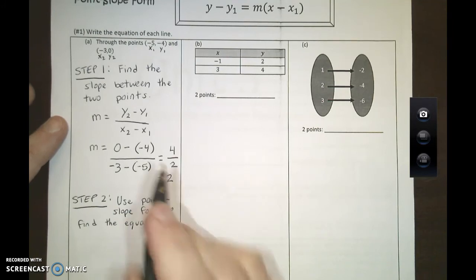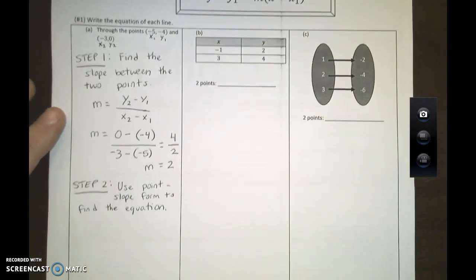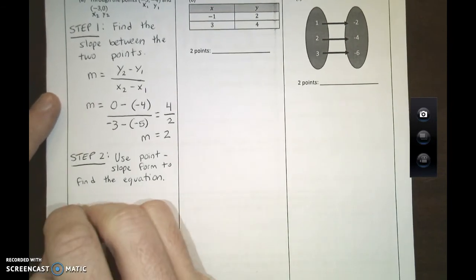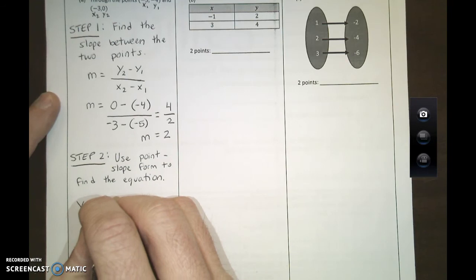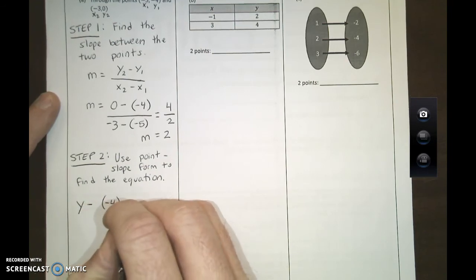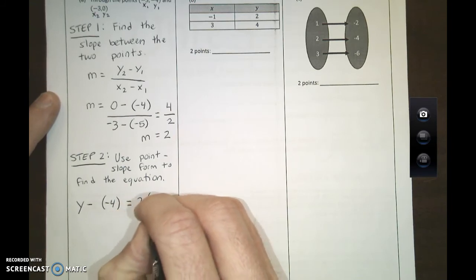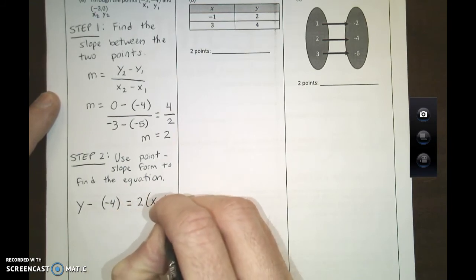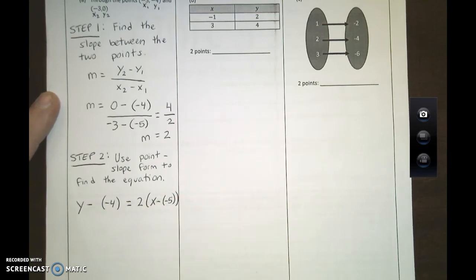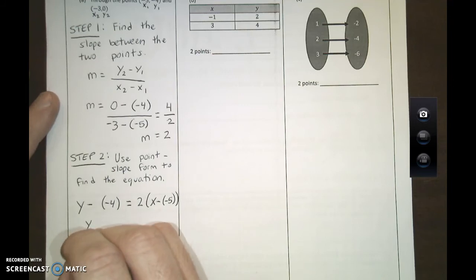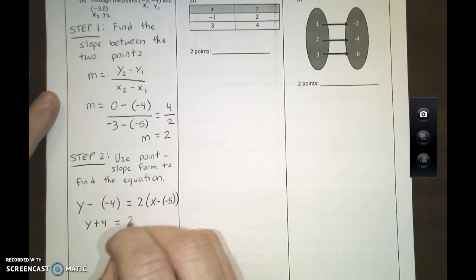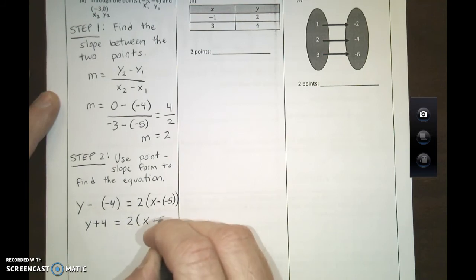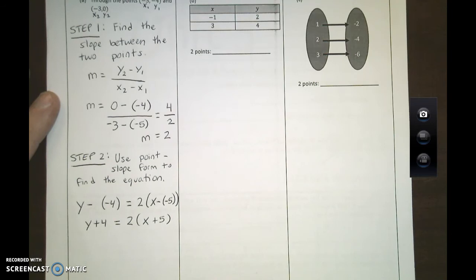And now that I have my slope, which I know is m, I also have the m value. So we're going to have y minus negative 4 equals the slope times x minus negative 5. I'm going to take care of these negatives since there are double negatives here to make my life a little bit easier. This becomes y plus 4 equals 2 times x plus 5. So all I did was rewrite the double negatives into positives.